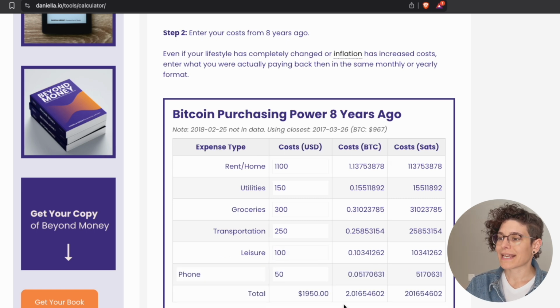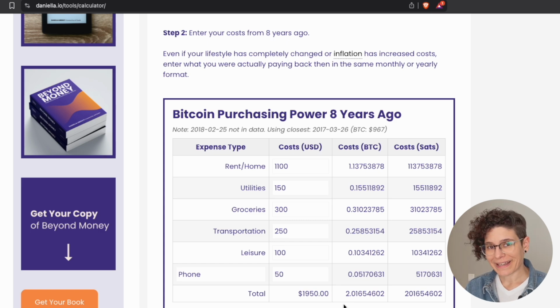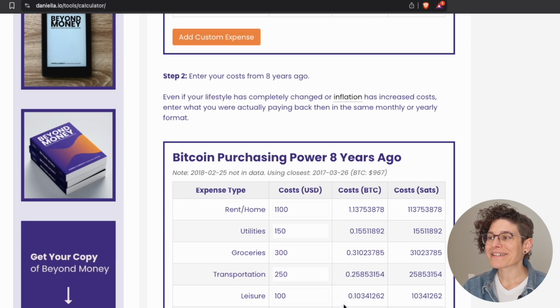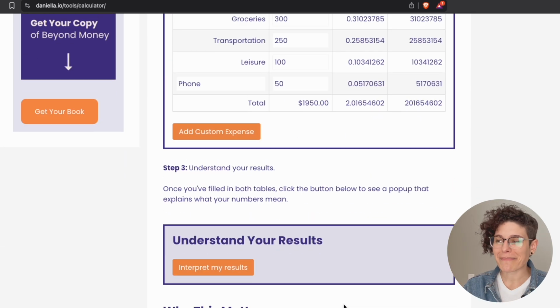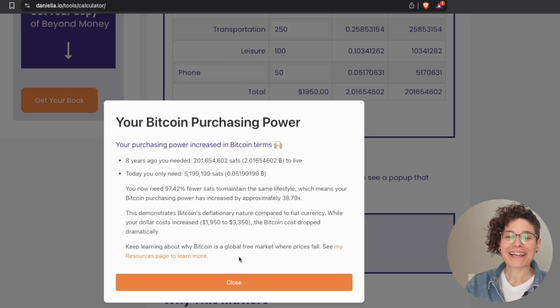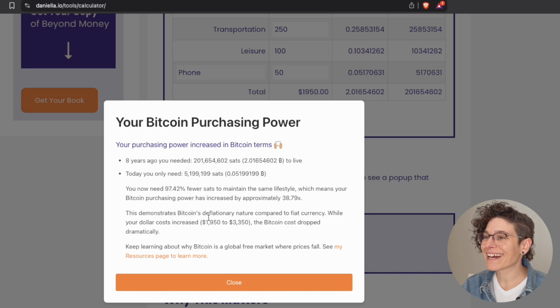So in this example, now 8 years ago, this person was spending $1,950 a month to live, but that was 2 Bitcoin back then. So we can see the comparison, but it might be difficult to see or the numbers might not mean much to you. No worries. I added a step 3, which I think is so fun and really cool. All you have to do is click on interpret my results and ta-da! Here you have your Bitcoin purchasing power summary.